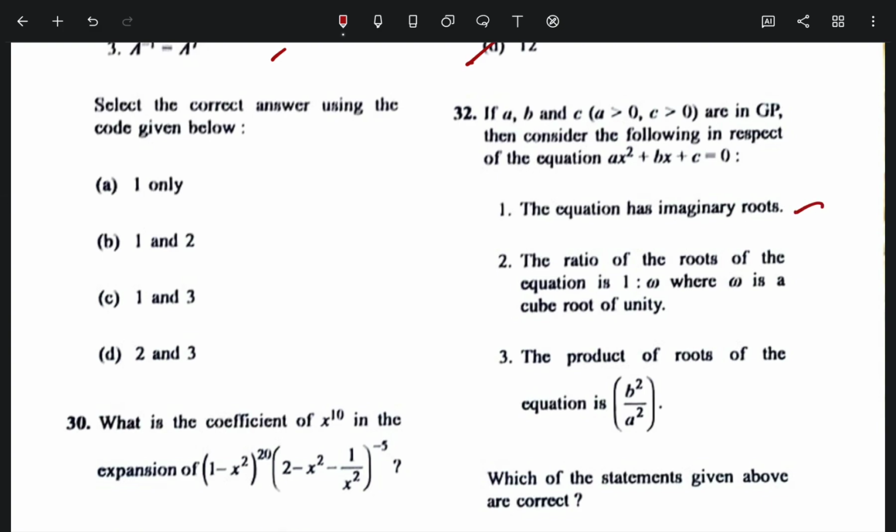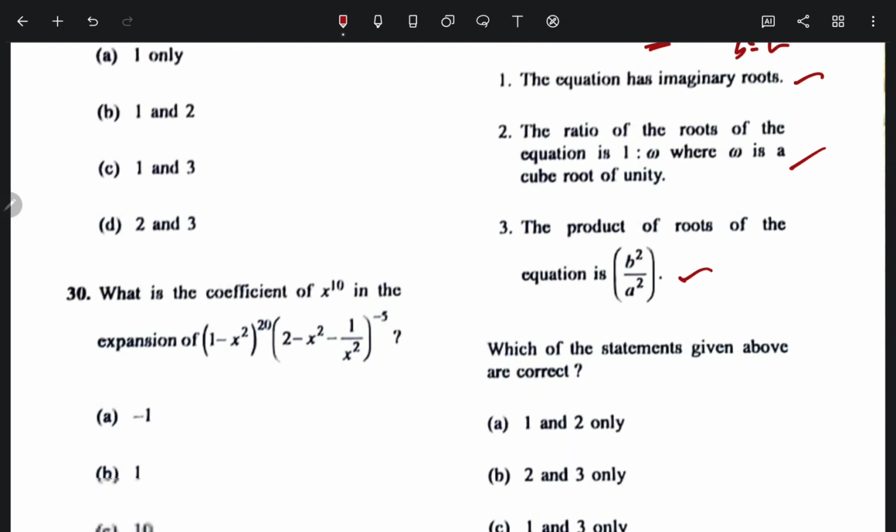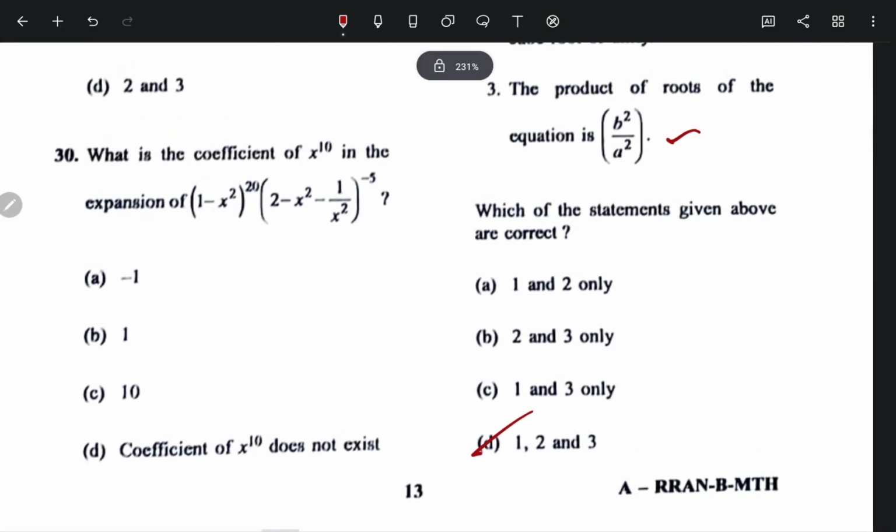So the equation has to have imaginary roots. You do the same thing because it is in GP. You find the b square minus 4ac and apply it. You'll find that it will have imaginary roots. This will be the ratio, and the product of the roots you'll definitely get. So all are correct.